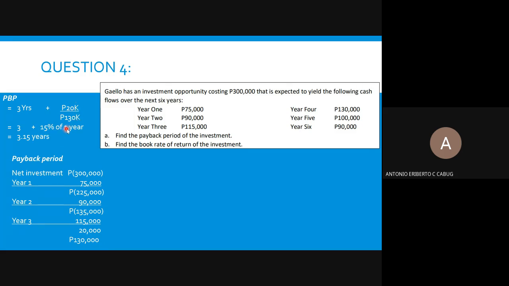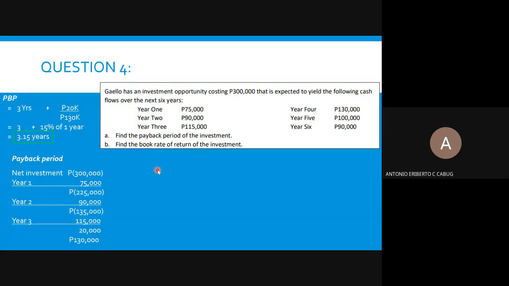15% of year 4, okay? That year 4 is 1 year. 15% of that is what we still need to wait for. We need to wait for 3.15 years. Very good. The correct answer for letter A is 3.15 years.